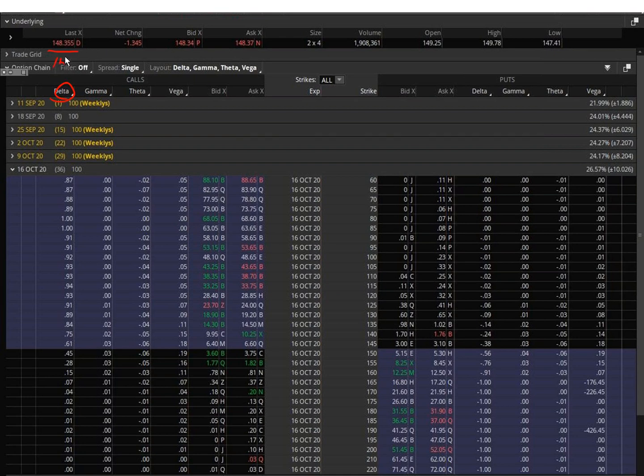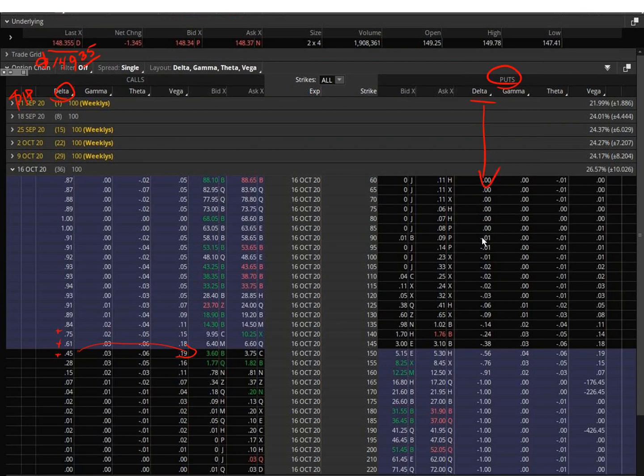Now, if it went to 149.35, just a $1 move higher, we could go down here and look at all of these delta numbers and add those in. I don't want to make that look like a negative, but basically these are all positive. So if the underlying moves higher by a $1 increment, then our premiums would increase by the corresponding delta. Now we'll notice over here on the put side, right?